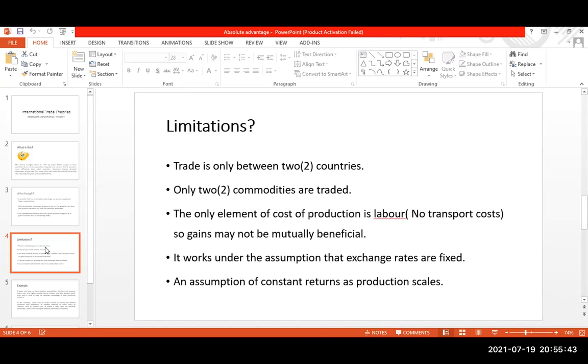I did mention that labor cost is the only thing that was taken into account. What about your transportation costs to move the goods? Some of us are studying supply chain management, so you know that you have to move your goods. Unless the buyer is going to pay to come to where you produce them and bring them back to their country, you are going to have to factor in other costs. And that wasn't taken into account.